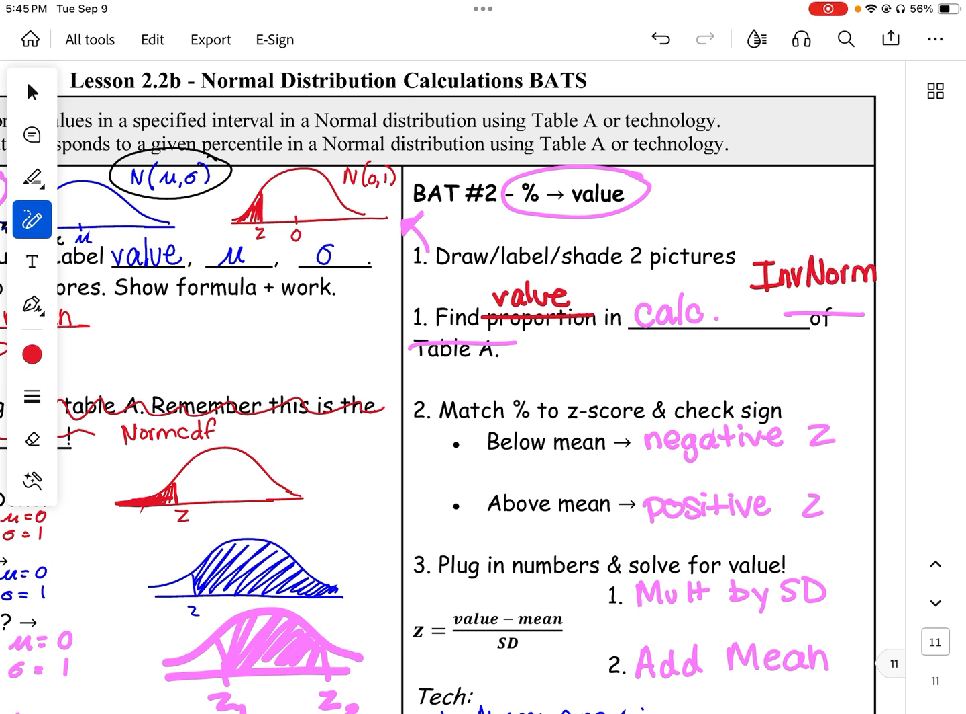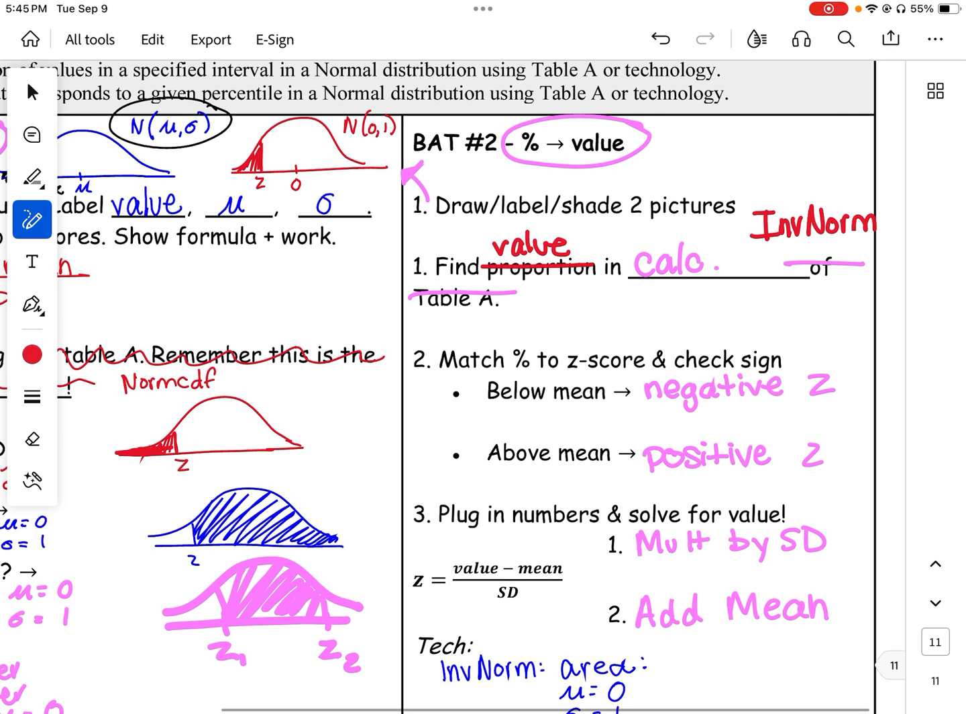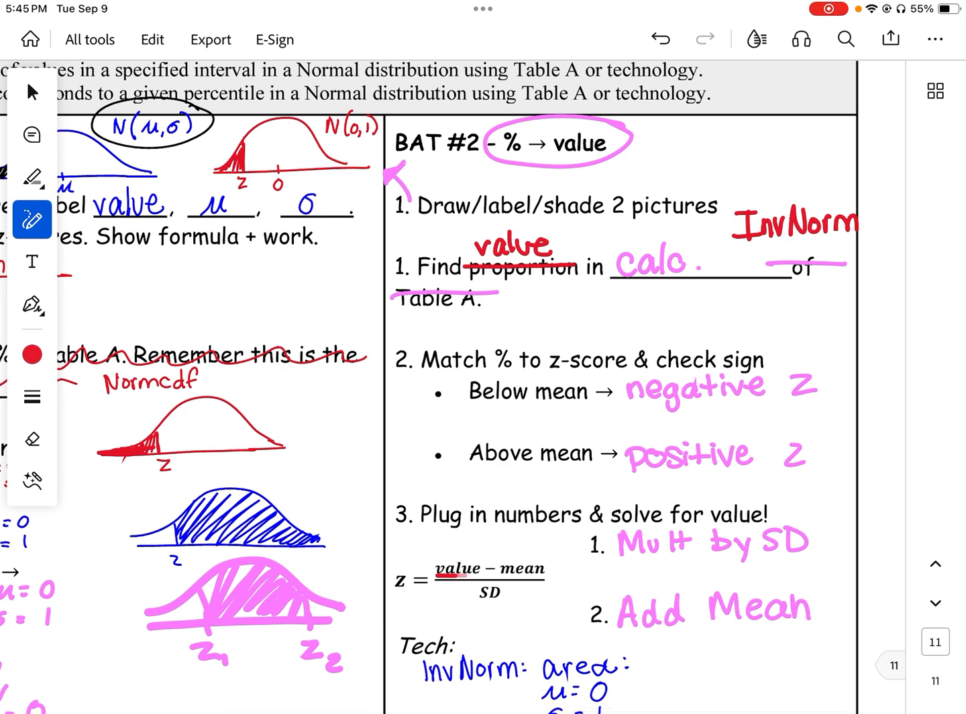You are going to match the percent to a z-score and check the sign. So below is going to be a negative z, above is going to be a positive z. Once you find that value, you're going to plug in the values that you know. So you're going to know the z, you're going to know the mean and standard deviation. So all you're going to be looking for is this value right here. So you just need to do a little algebra. So we'd multiply both sides by the standard deviation and then add the mean.